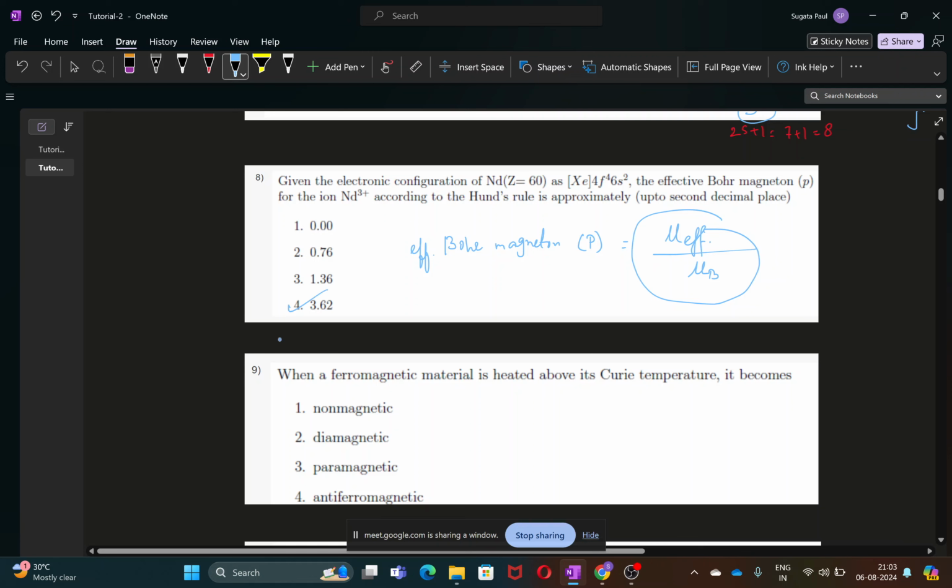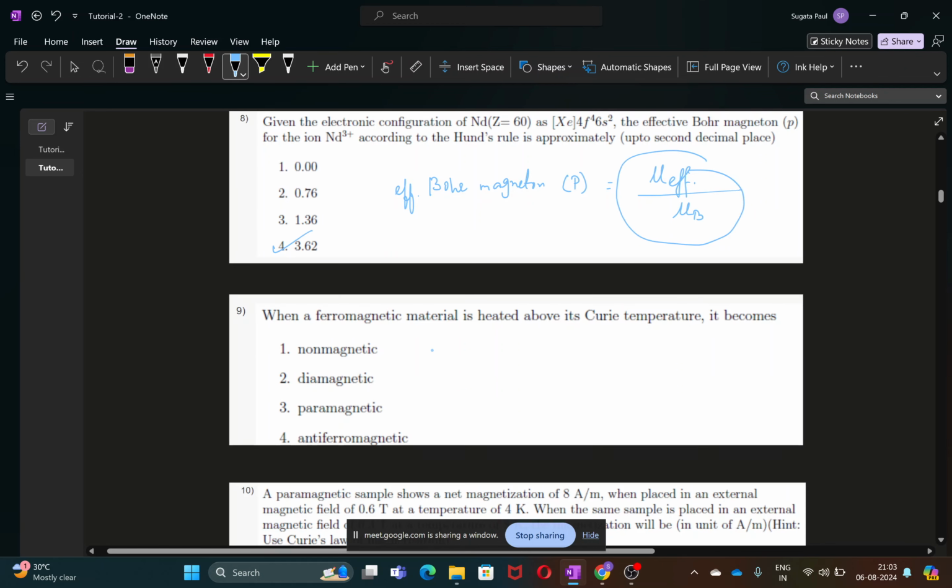Now only 2 questions are left. Question number 9 is: when a ferromagnetic material is heated above its Curie temperature, then it becomes... This is very simple. You know that in ferromagnetism you have a Curie temperature below which the material is ferromagnetic or perfectly ordered, even in the absence of a field. But beyond this Curie temperature, the system becomes paramagnetic.